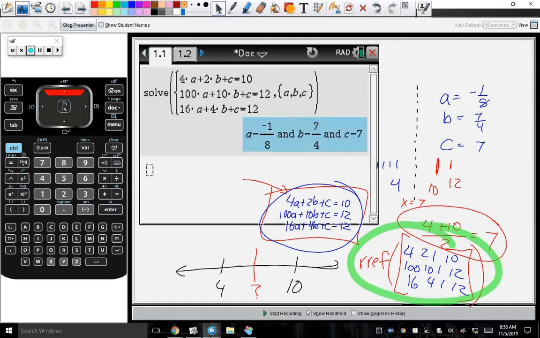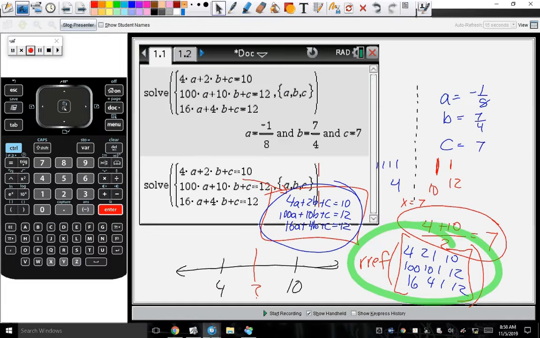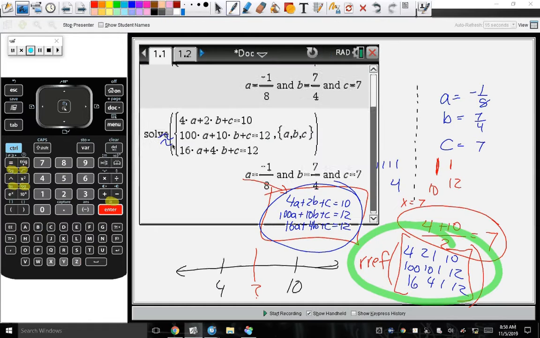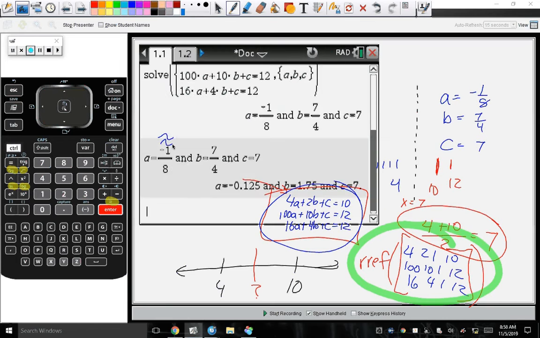Guys, whenever I press enter to copy, if I press control enter, that blue button accesses all of these little blue things up top. This approximation means a decimal answer. So if I press control enter, you'll see the answer spit out as decimals. Okay? Questions?